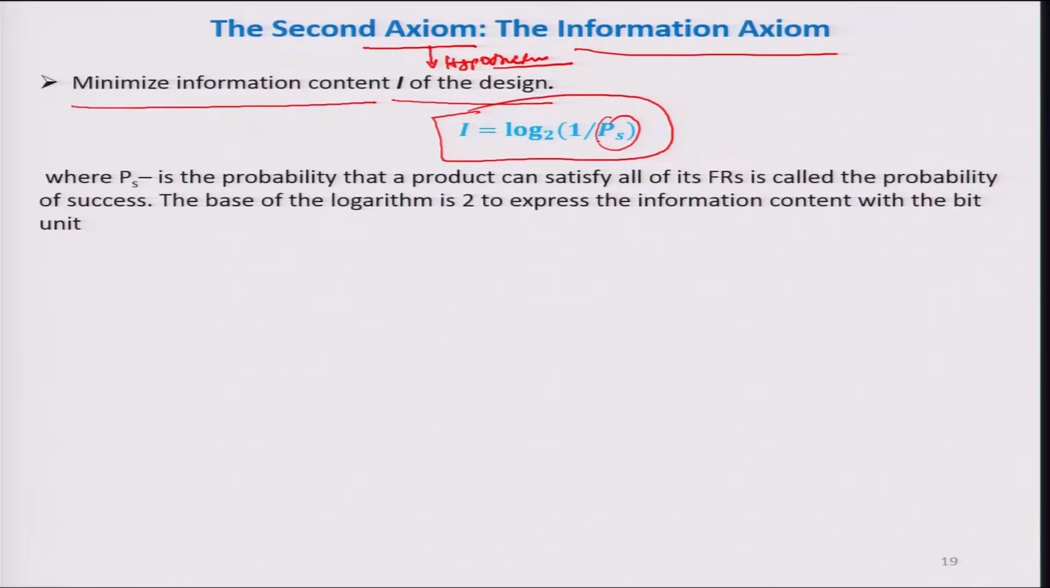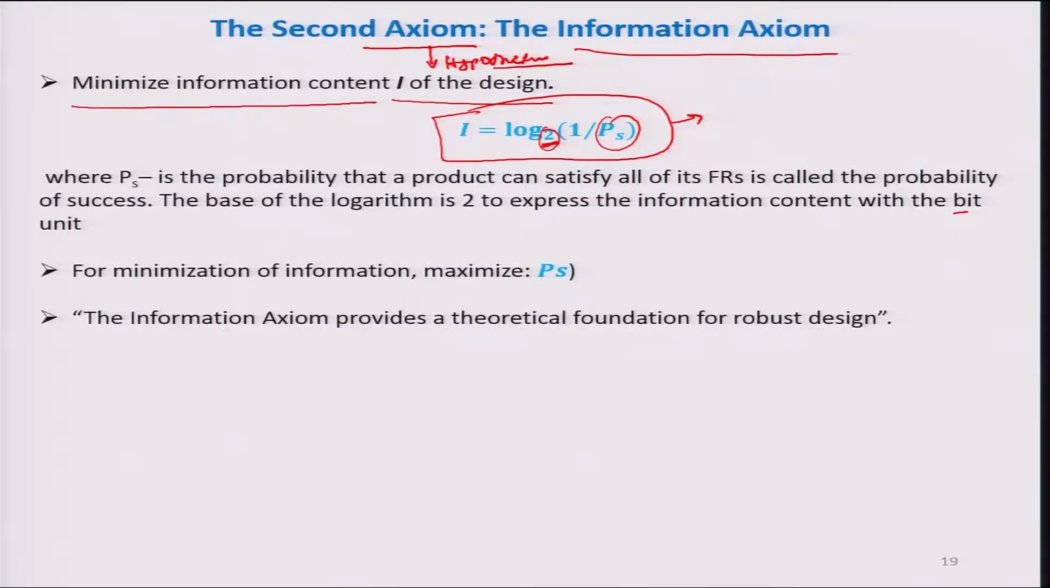where PS is the probability that a product can satisfy all the functional requirements, called the probability of success. Base 2 is used to express the information content in bits, because your final goal is to convert it into software for your design process. So you will have to convert your mathematical value into bit form. That's why 2 is taken. For minimization of information, only one parameter is variable, that is the probability. So you will have to maximize the probability of success.